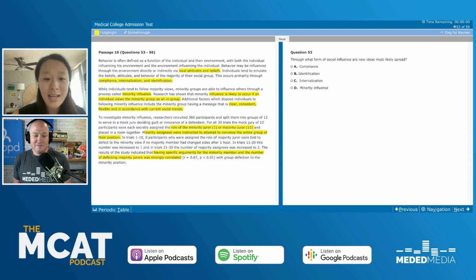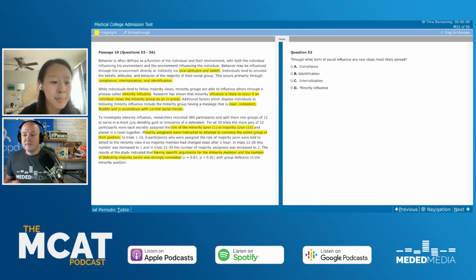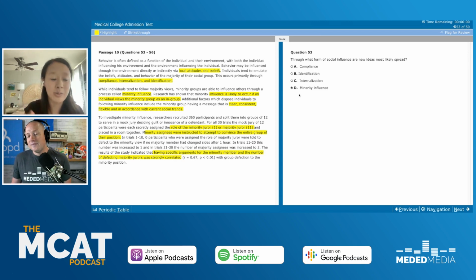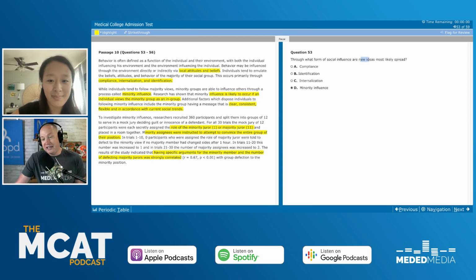So minority influence. I think that's because by default, when you have a new idea, it starts out as a minority idea, or a minority opinion. And then that idea can start to be spread through the influence of the minority if they can convince people to adopt that new idea. So the new idea is the key part, which makes it minority.